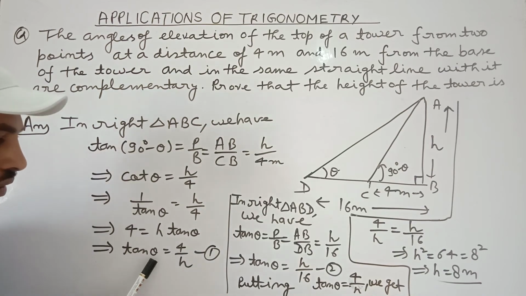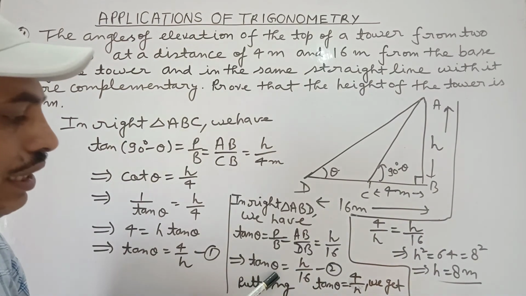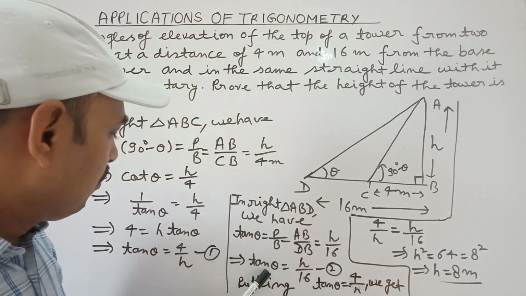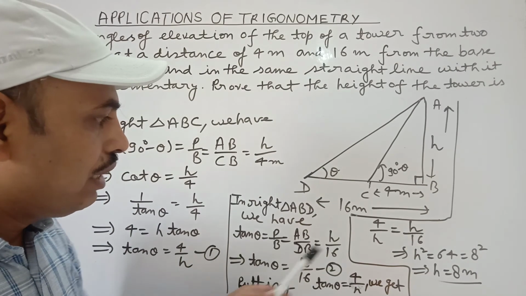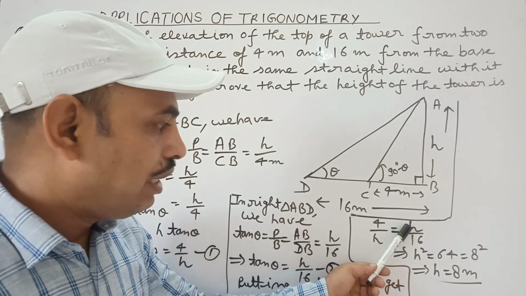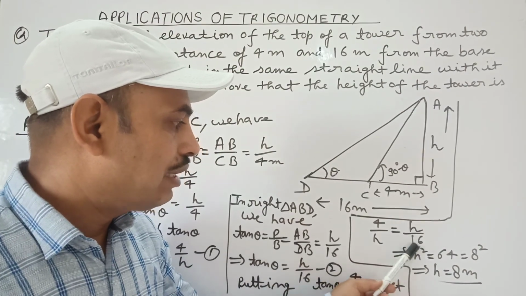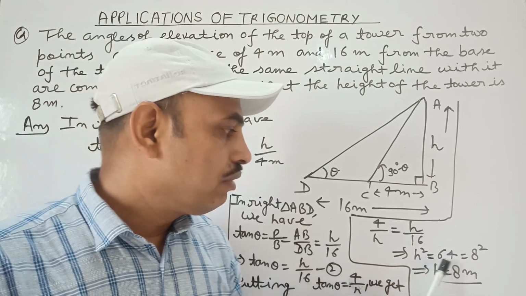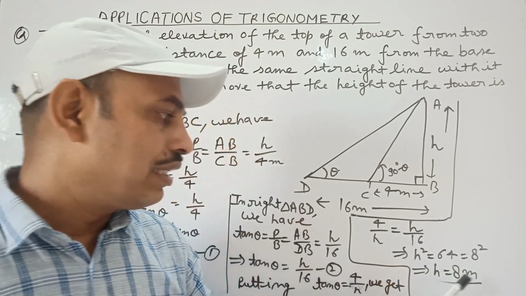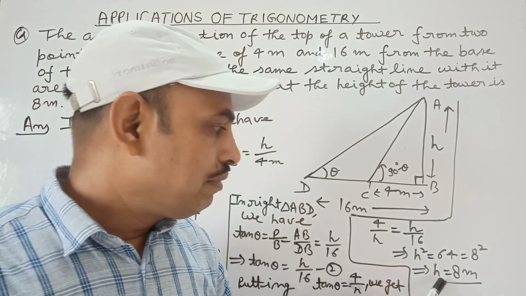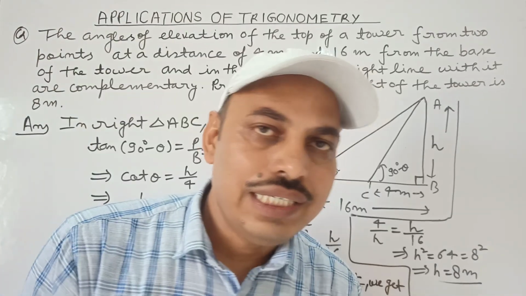Put tan theta equal to 4 upon h in equation second. Here we put tan theta equal to 4 upon h, so 4 upon h equal to h upon 16. Cross multiply, h into h is h square, 16 into 4 is 64. So h square equal to 8 square. Taking square root, we have h equal to 8 meter.